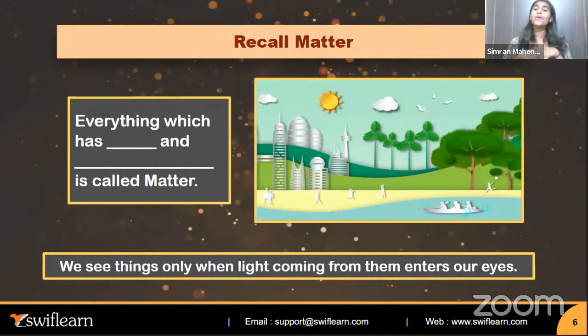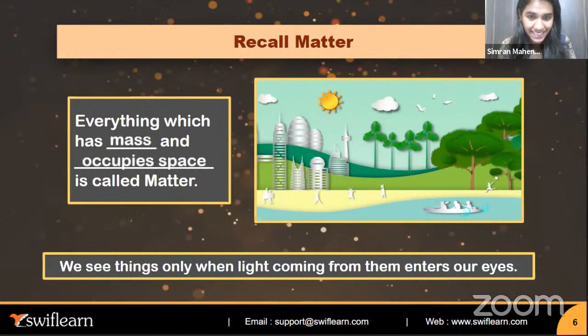Now, quickly recalling what we learned in the previous two chapters, we learned the definition of matter. So what is matter? Matter is everything that has mass and occupies space. When we look around, everything that has mass and occupies space is called matter. The screen that you are looking into right now is matter.